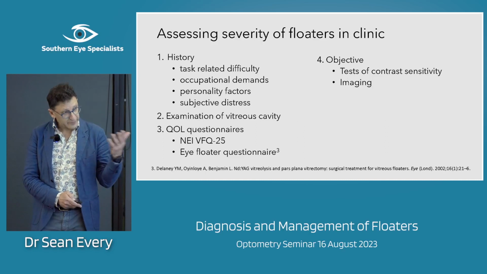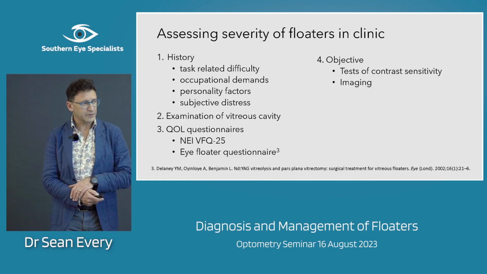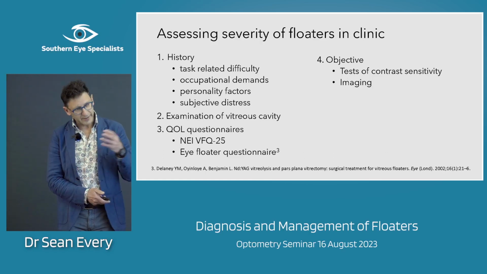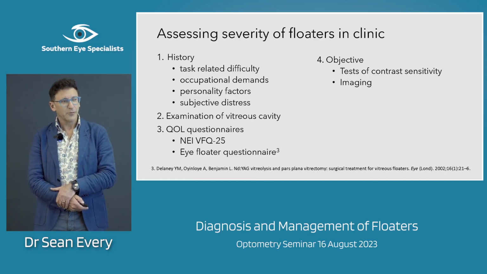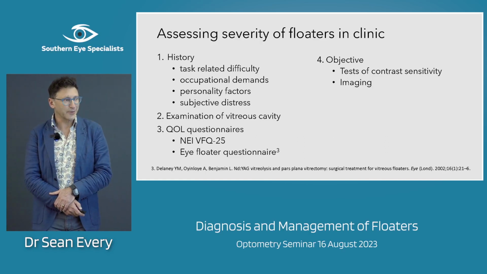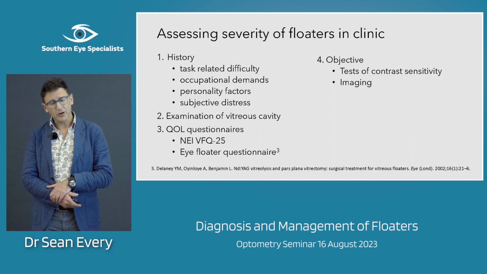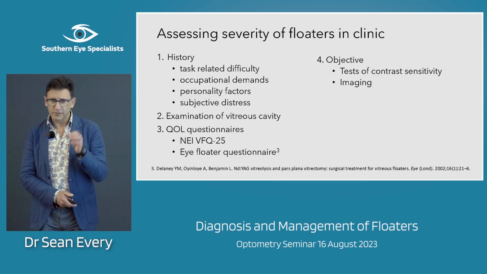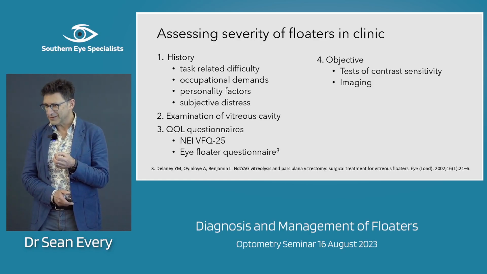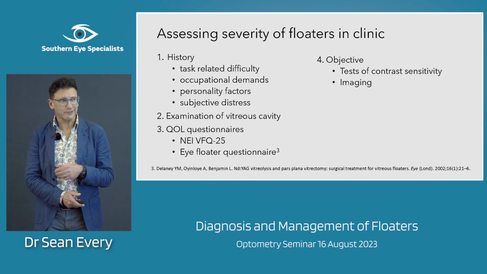And then obviously you examine the vitreous cavity, see what's going on. Studies have objectified this with quality of life questionnaires based on floaters. I must say, there's no end to how academic you can get about it, but in a real world clinic, I haven't gone there. And then there are objective tests as well, like tests of contrast sensitivity, because significant floaters really interfere with contrast sensitivity. It's not so much black on white like the typical Snellen chart, but if you think about grey on grey.